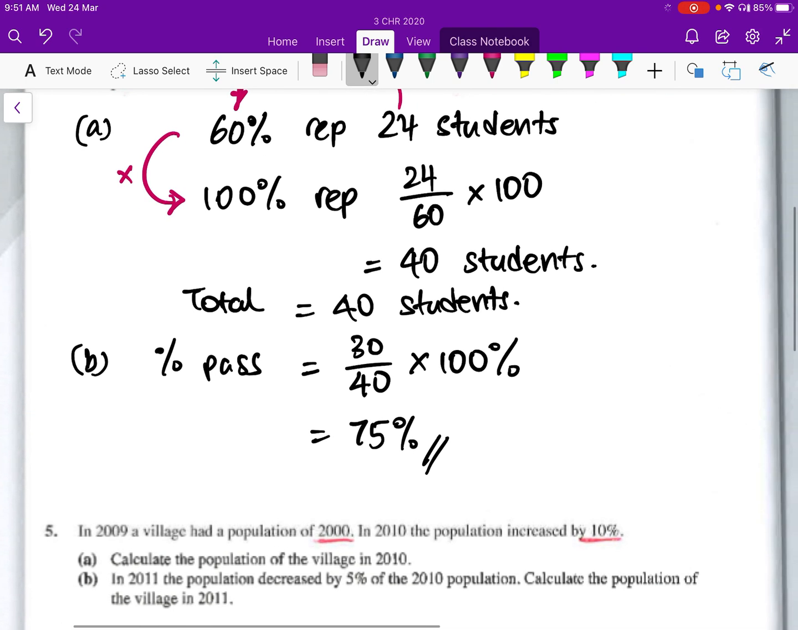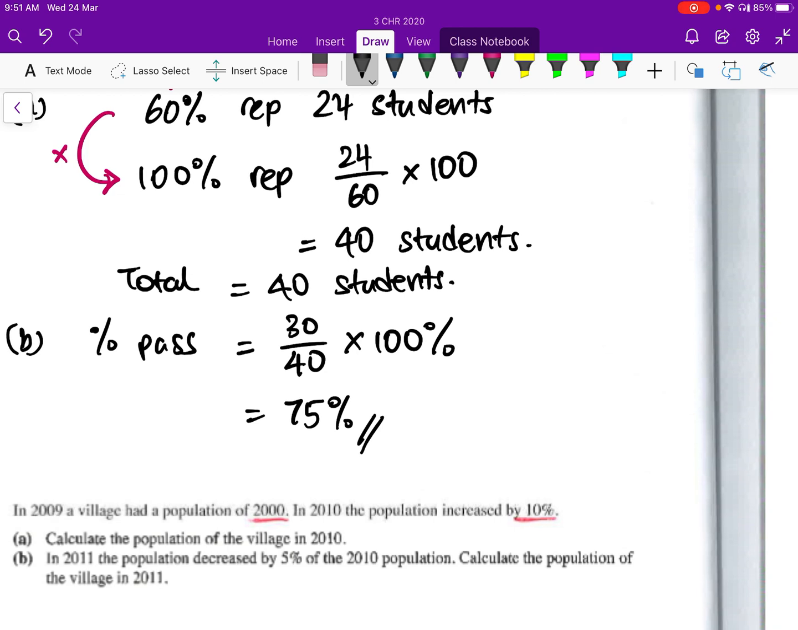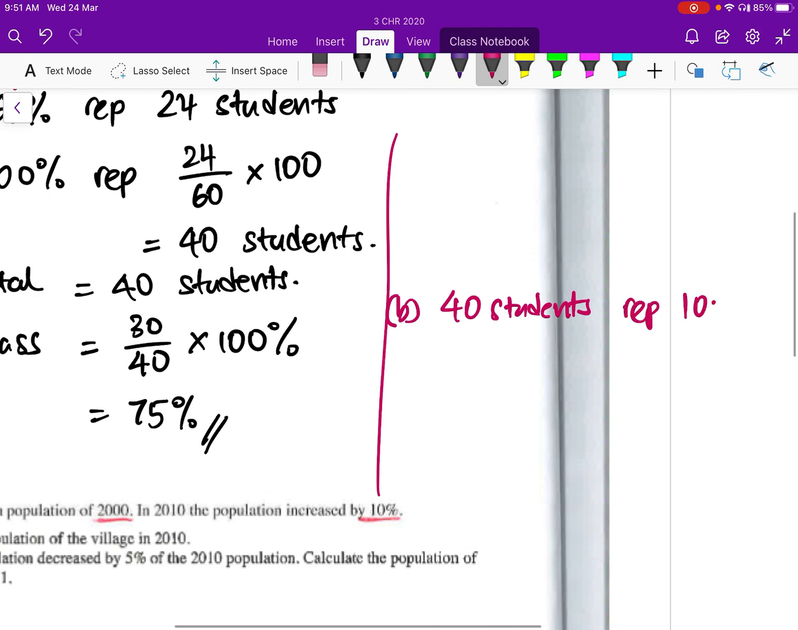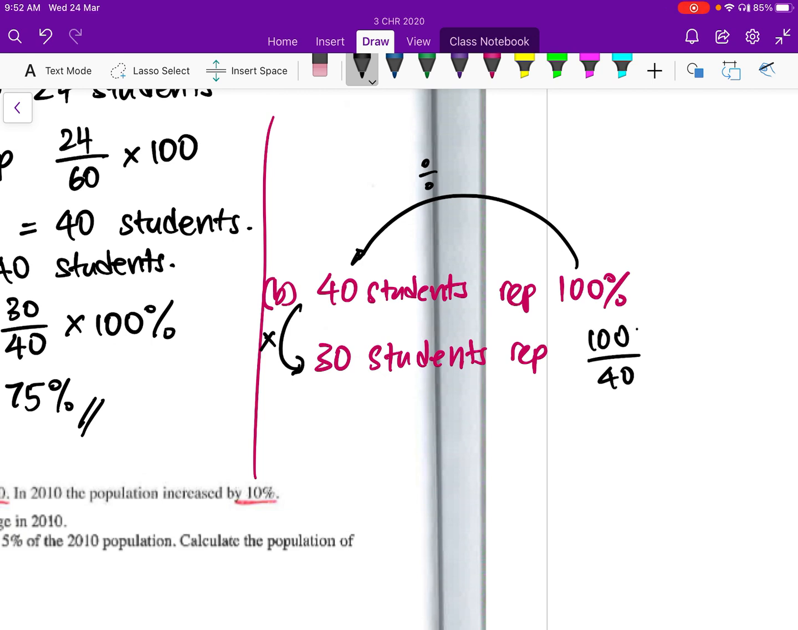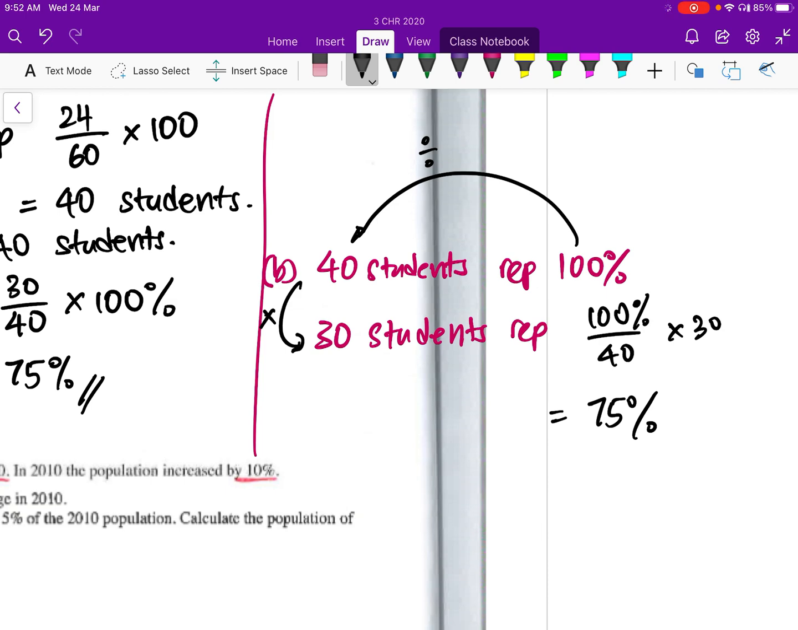So I'll show you an alternative working for part B. 40 students represent 100%. 30 students represent how much? So it's the same working. Divide, then multiply. So we have 100 over 40, so that's 100%, times 30. And you get 75% also. Same. Okay, next question.